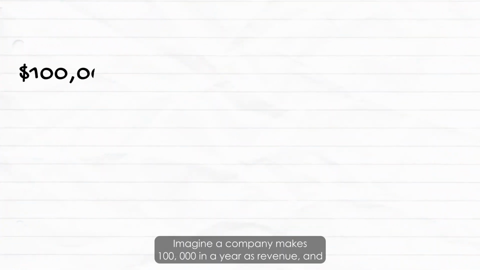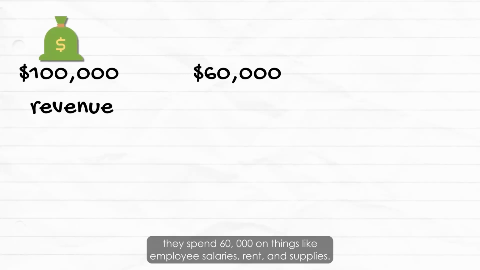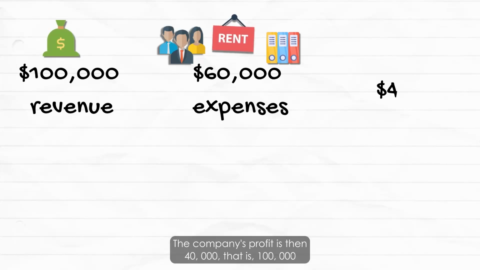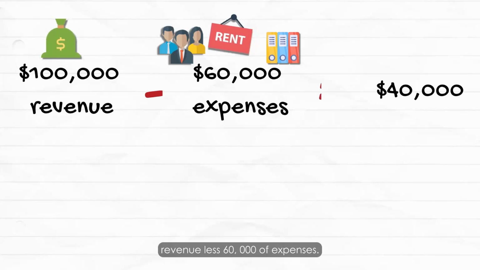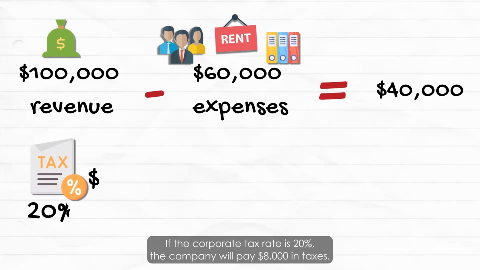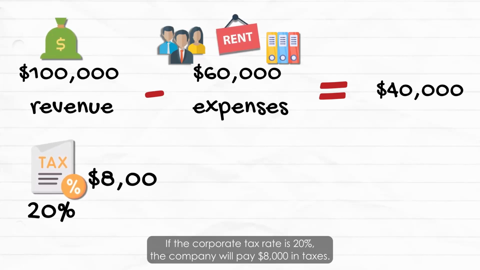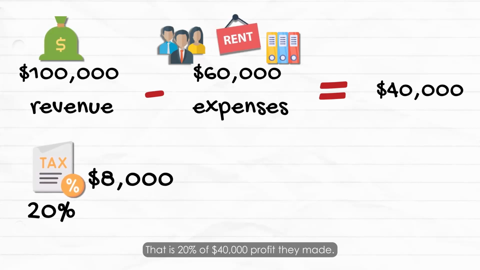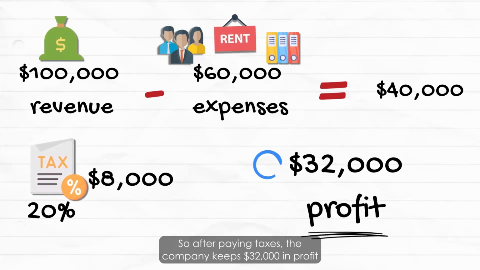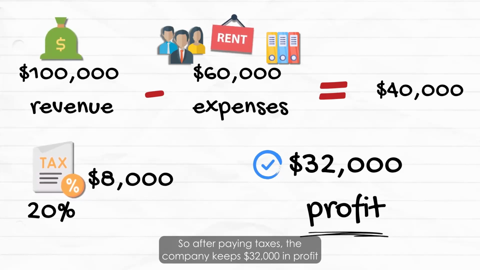Imagine a company makes $100,000 in a year as revenue, and they spend $60,000 on things like employee salaries, rent, and supplies. The company's profit is then $40,000, that is, $100,000 revenue less $60,000 of expenses. If the corporate tax rate is 20%, the company will pay $8,000 in taxes, that is, 20% of $40,000 profit they made. So, after paying taxes, the company keeps $32,000 in profit.